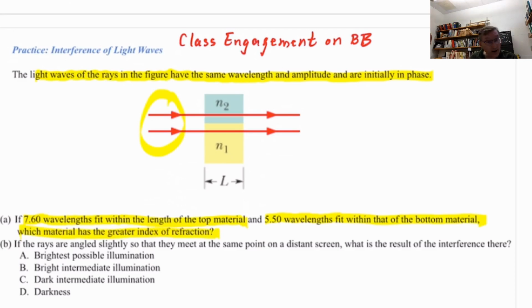1 or 2? Okay? Question B. If the rays are angled slightly so that they meet at some point on a distant screen, out here, what is the result of the interference there? A, brightest possible illumination, fully constructive. B, bright intermediate illumination, intermediate but close to fully constructive. C, dark intermediate illumination, intermediate interference but close or closer to fully destructive. And D, darkness, fully destructive interference. Okay, those two questions are practice for this geometry, and we'll be talking about this also in class. And that's all for this video.